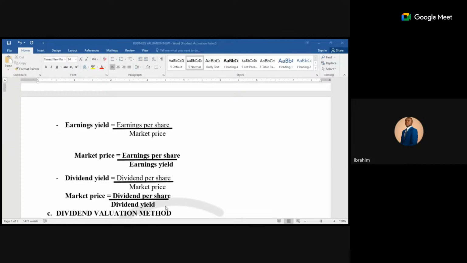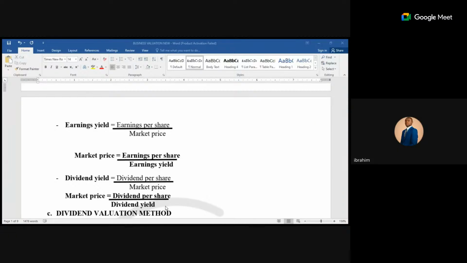Class, if it is a merger, the company needs to give you their information, and they should ensure that they are compliant with the SEC, because there is a regulatory sector that regulates the service. Now, dividend yield as well, you have to make it the subject of the formula.